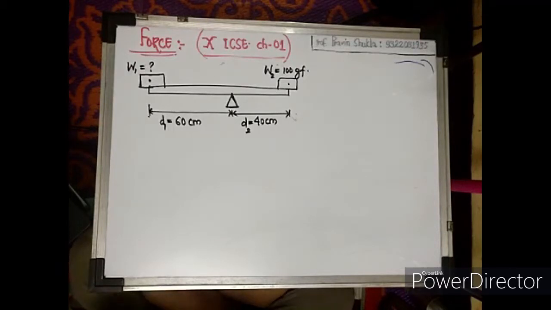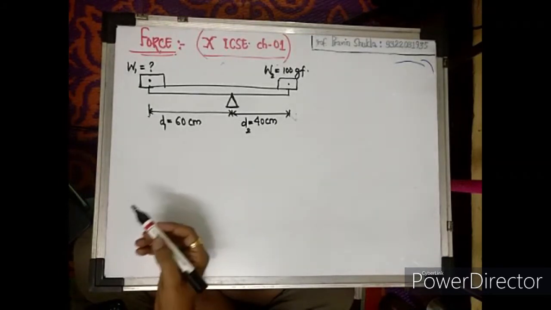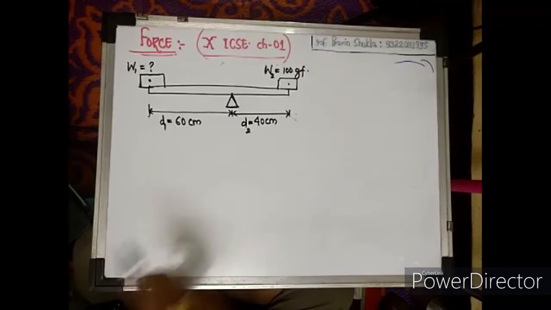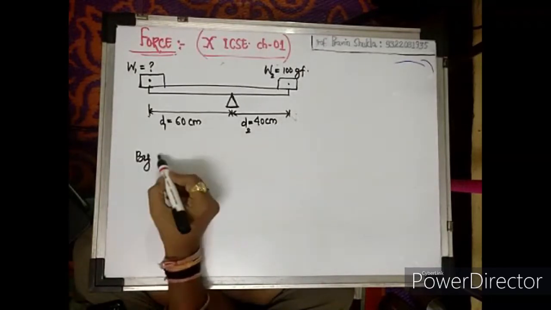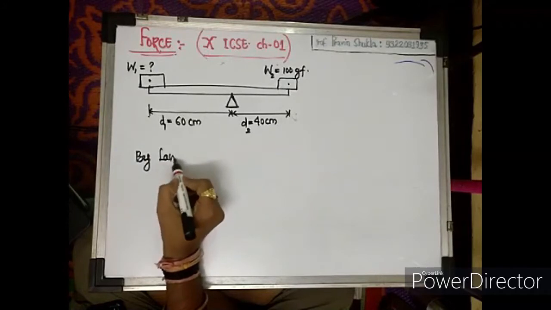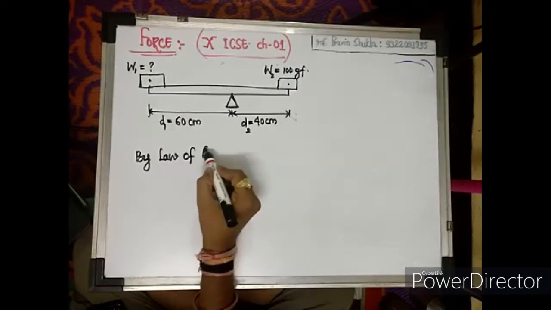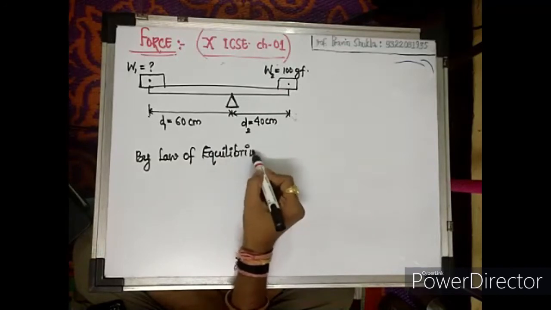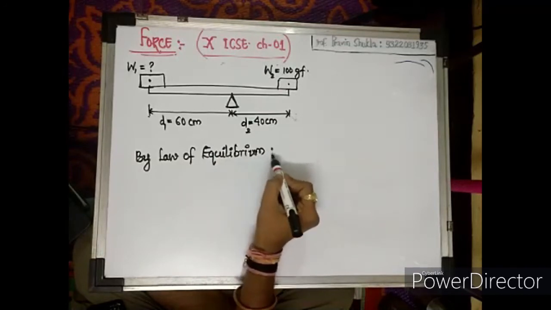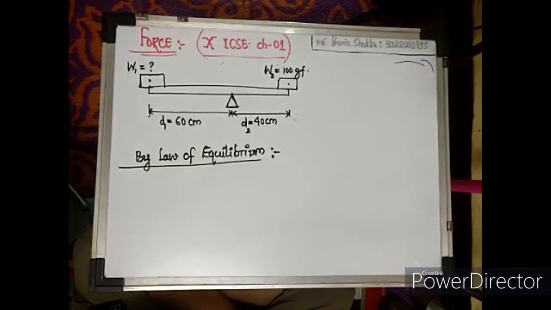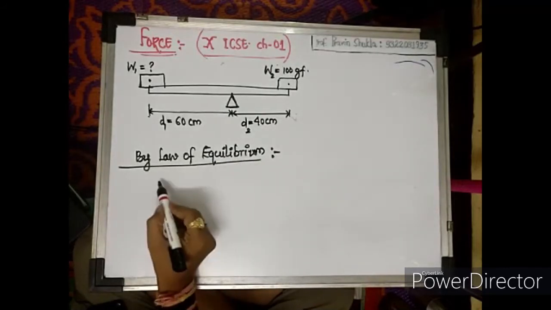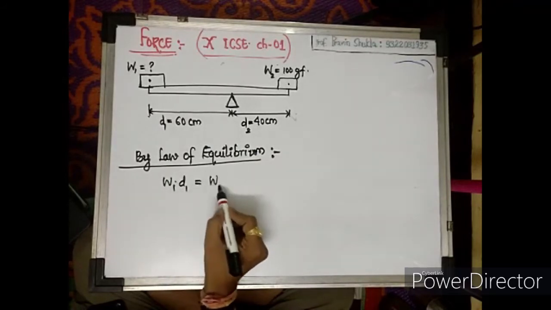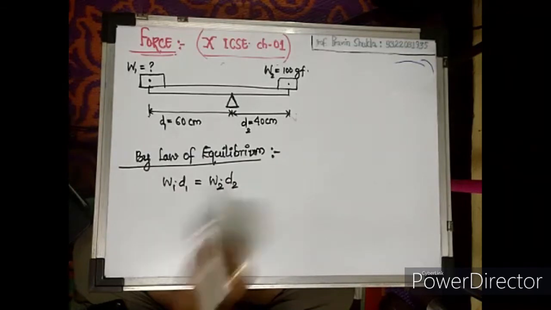Sir, now tell me the idea. By the equilibrium formula, we already know what will happen, right? So we will go to the equilibrium formula. By the law of equilibrium, what will be the scene? W1 into D1 shall be equal to W2 into D2. Yes or no?